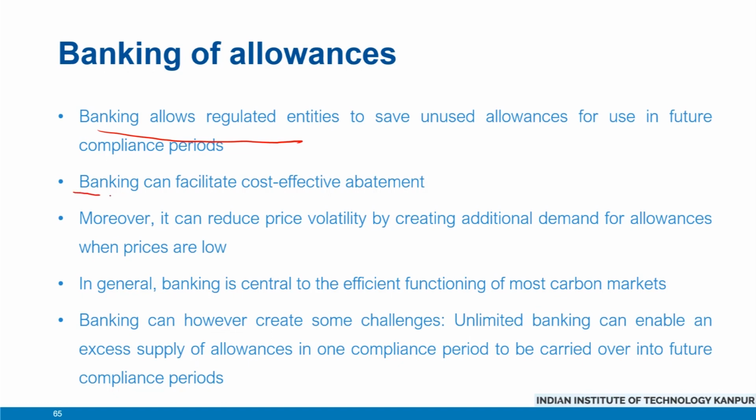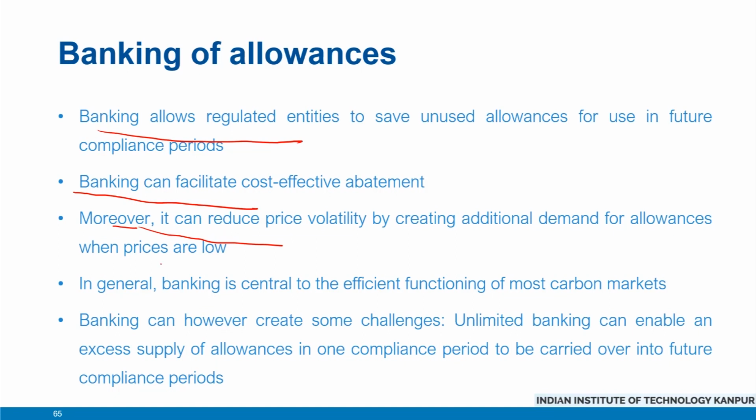Also, banking can facilitate cost-effective abatement by allowing those who wish to abate early the flexibility to do so to prepare for stricter caps later. Moreover, banking can help reduce price volatility by creating additional demand for allowances when prices are low, and once a bank is established, that means you have extra allowances, you have that flexibility. That means these extra allowances will provide you with additional supply when prices are high. So at that point of time, you need not buy allowances from outside. You can make use of banked allowances.